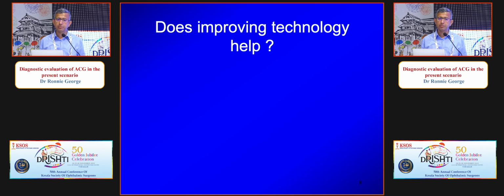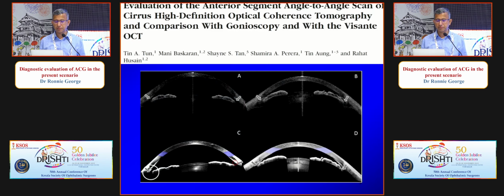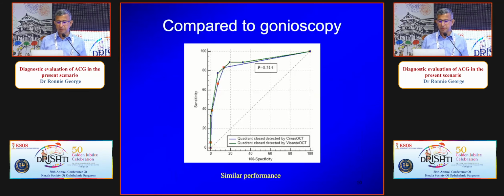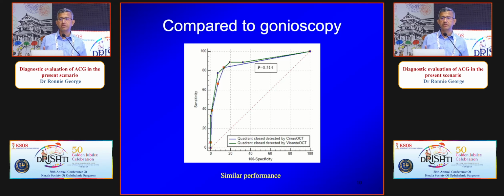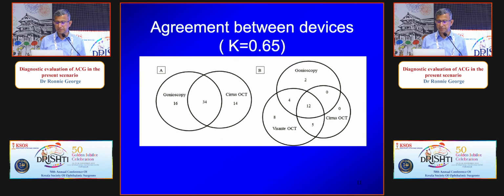What happens if you improve technology, if you improve the resolution of the image? What you do over here is an angle-to-angle scan with a high-definition OCT. With the high-definition OCT, you can see that you get much better images. Does this help? When you look at both the area under the curves, they are very similar. So improving technology also did not seem to help very much with the diagnostic ability of these two tests.